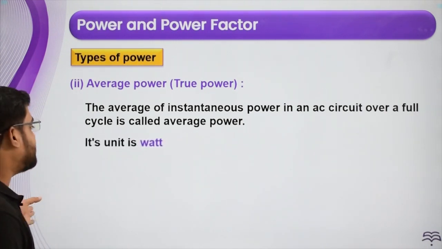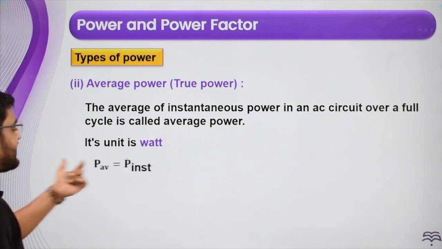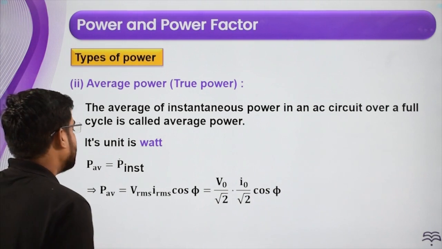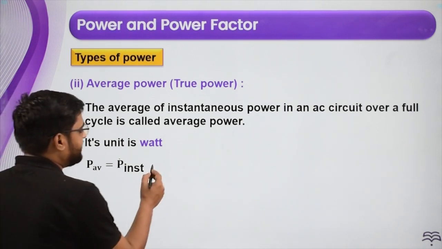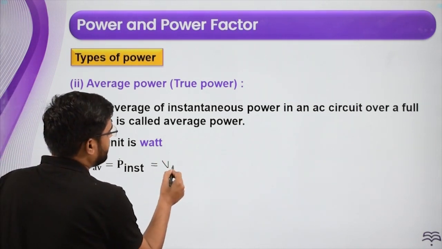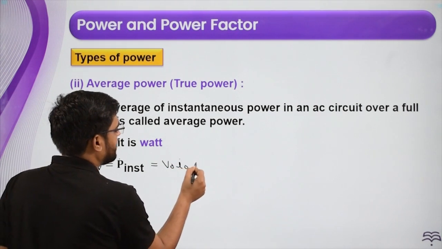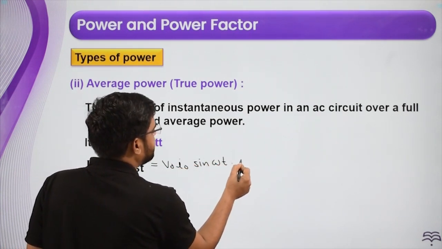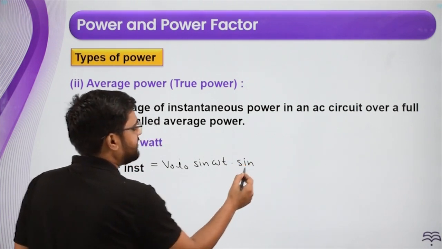Now this is an expression for the instantaneous power. So instantaneous power, if we write that, is V naught I naught sin omega t times sin(omega t plus phi).